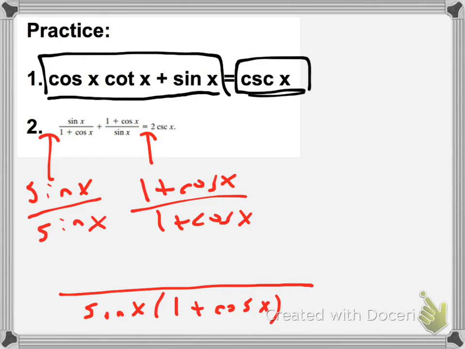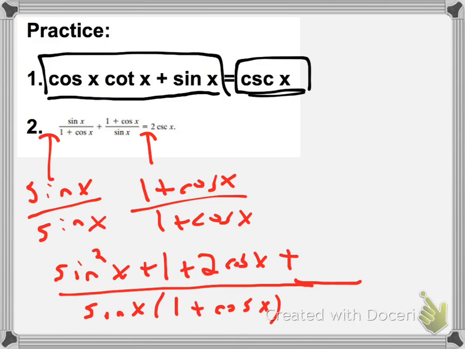And on the top I have to multiply, and so I'm going to get sine of x times sine of x, which is sine squared of x. And here I'm going to get 1 plus cosine of x times 1 plus cosine of x. And so that's a FOIL problem. I'm going to get a 1. And then I'm going to get 2 cosine of x. If you're not sure of this, make sure you're writing out the FOIL steps. And then I'm going to get cosine squared of x.